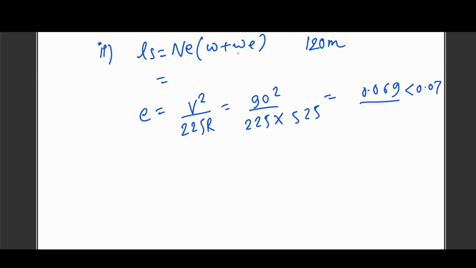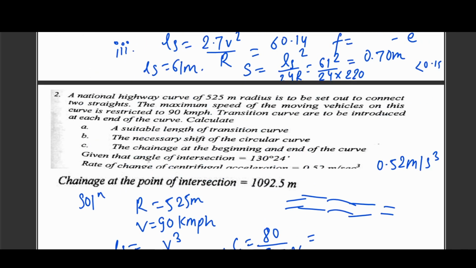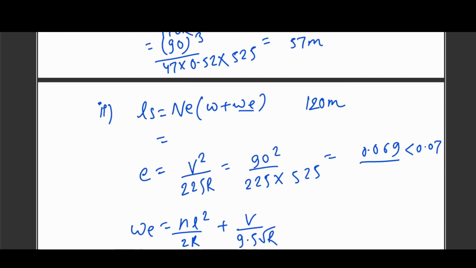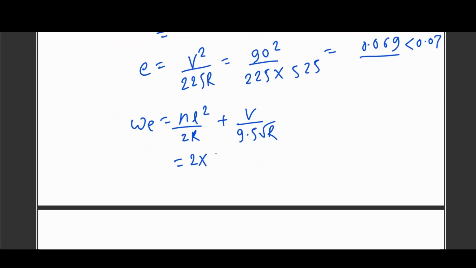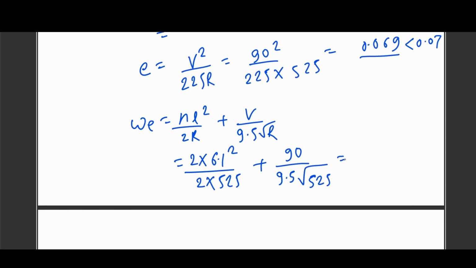Okay. So we need to calculate the extra widening as well. So extra widening equals nl square divided by 2R plus V by 9.5 on the root of R. The value of n is 2, as given in the question. National highway means the number of lanes will be 2. What is the length? Length is the wheelbase length. It is assumed to be 6.1 meter, and 2 into 525 plus V equals 90 divided by 9.5 on the root of 525. On solving this value we get 0.48.